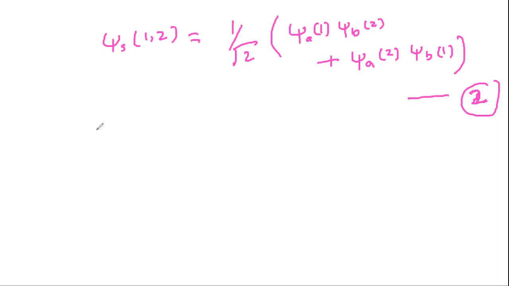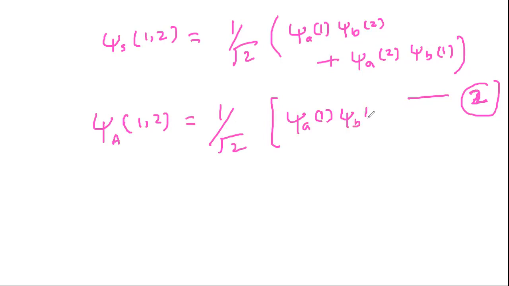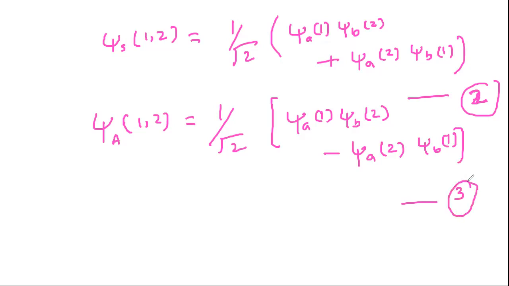And the antisymmetric wave function required for the fermion case, psi a of 1, 2 is equal to 1 by square root of 2 psi a of 1 psi b of 2 minus psi a of 2 psi b of 1. This is my equation 3. Let me check it. Psi s of 1, 2 is 1 by square root of 2 psi a of 1 psi b of 2 plus psi a of 2 psi b of 1. Then I have psi a of 1, 2 is 1 by square root of 2 psi a of 1 psi b of 2 minus psi a of 2 psi b of 1.